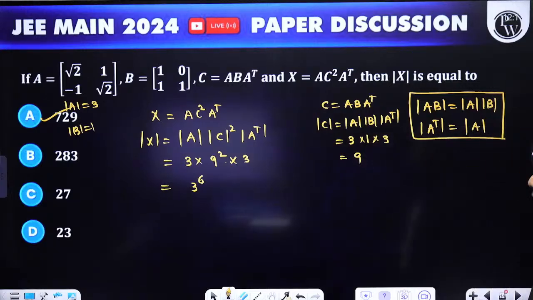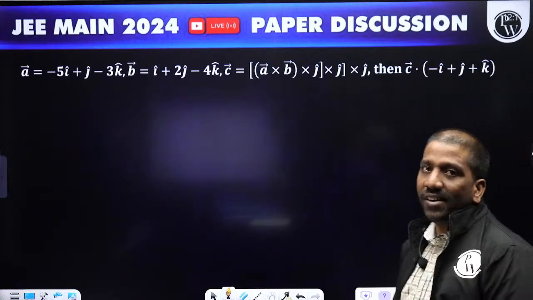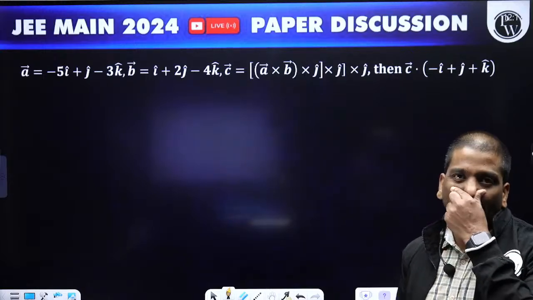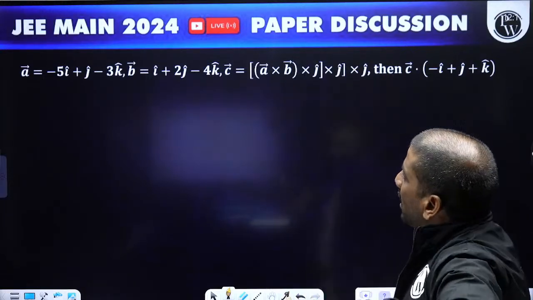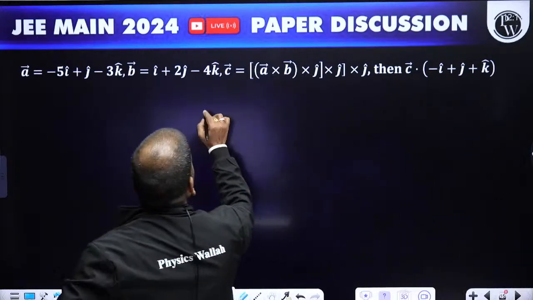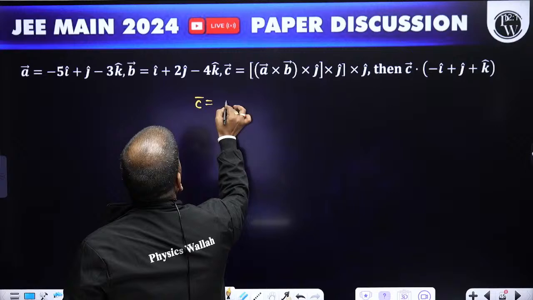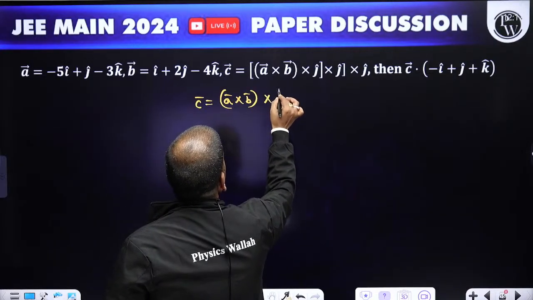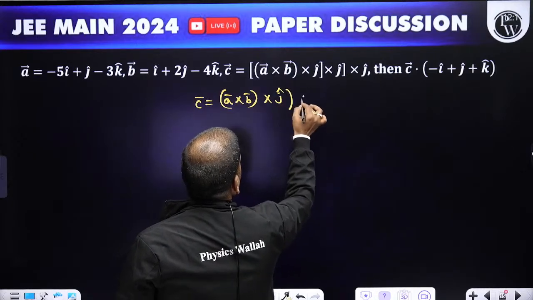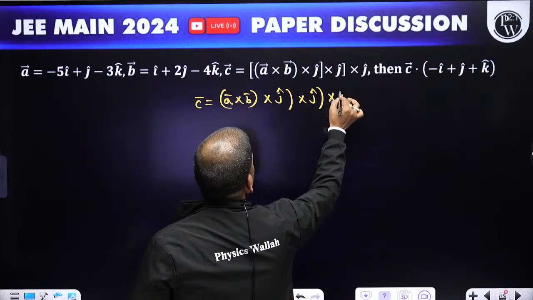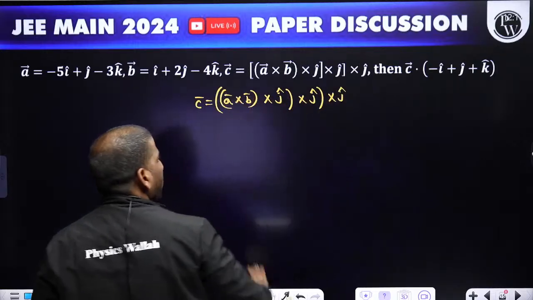Very simple question. This is from matrices. Next. This is also a question that those who work carefully can do very easily. A, B, C. Here C is given in a complicated way: A cross B, cross C, cross J, cross again J, again cross J. This is what it is.